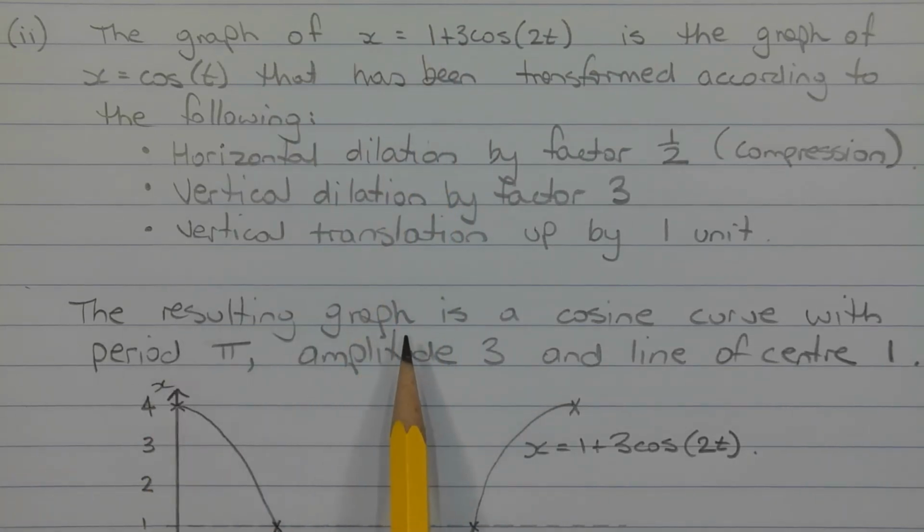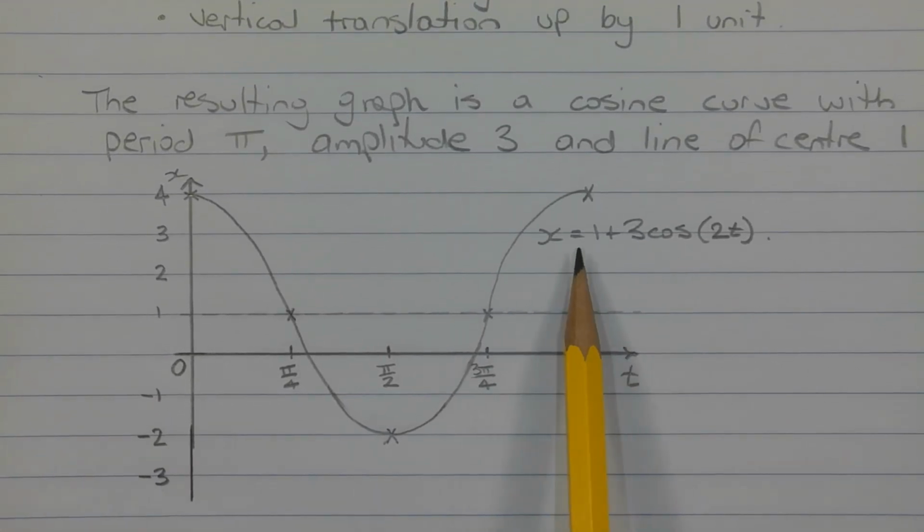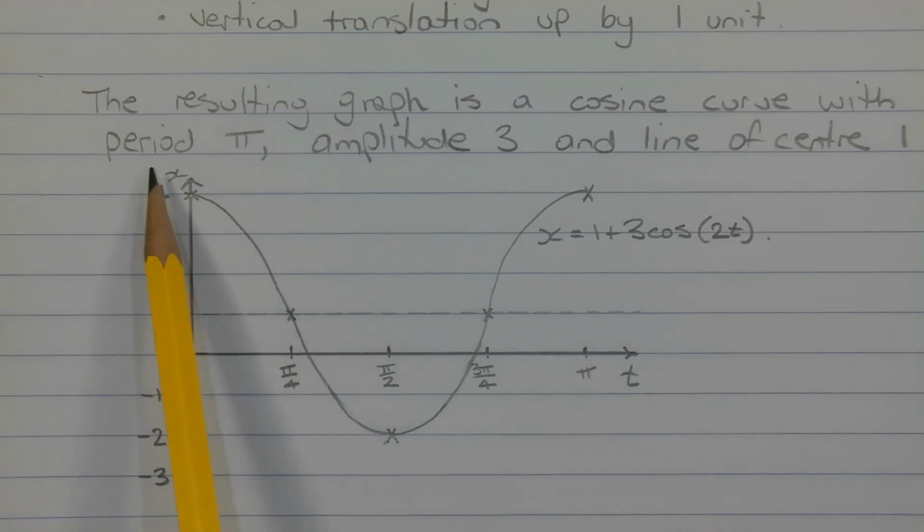So the resulting graph is a cosine curve with period pi rather than 2 pi, amplitude 3, and a line of center 1. Here is a sketch of the curve x equals 1 plus 3 cos 2t from t equals 0 to t equals pi. So we have one full cycle of this cosine curve.